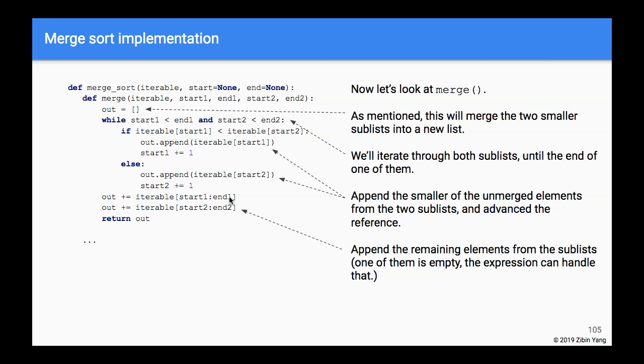One of them is going to be empty, but that would mean that the start index and end index of that list would be just equal to each other. So we're just adding an empty list to it. Again, no need to check for anything. This expression can handle empty lists. Okay, so that's it for the code of merge sort.